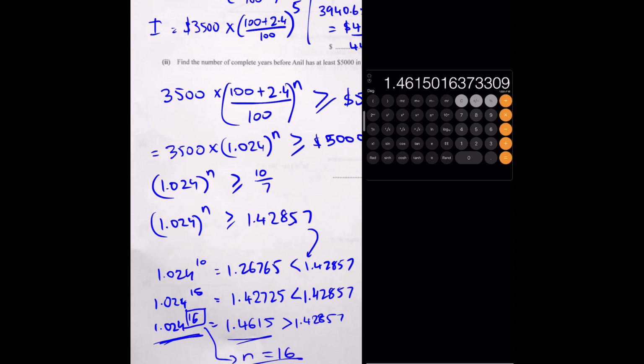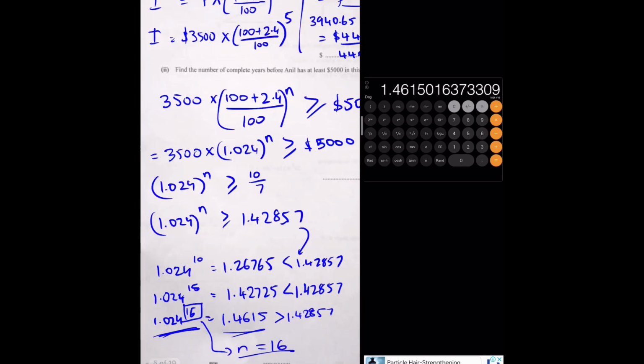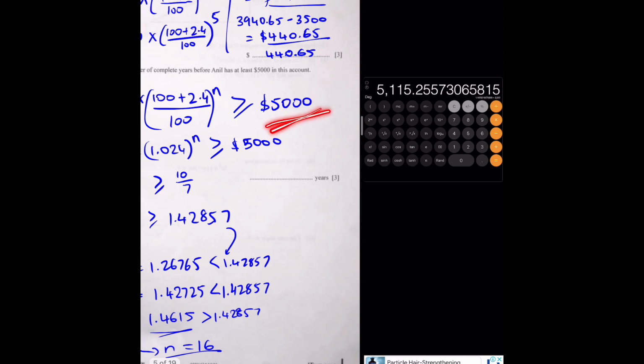This is the number of complete years before Anil has at least $5,000 in his account. We can plug in the value of n into the initial equation to check the value. So 1.024 to the power of 16, multiplied by 3500, will be $5,115 and 26 cents if you round it. And yes, this is greater than $5,000. So the answer is 16 years.